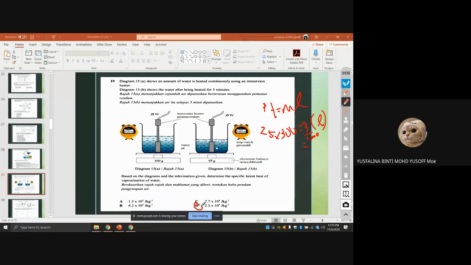The answer is D. So the electrical energy, Pt, 25 multiplied by 300, is used to change the 3 gram of water to water vapor. So the answer should be D. Alright, next one.